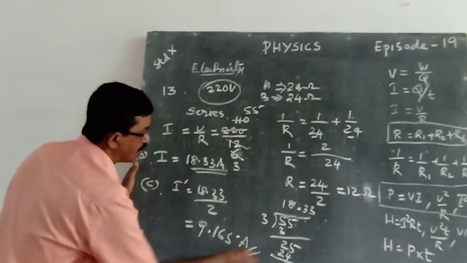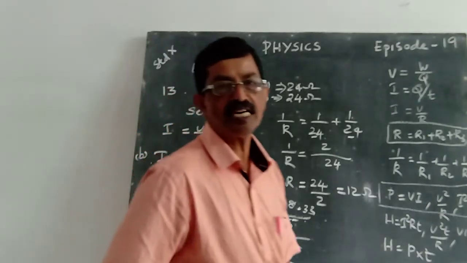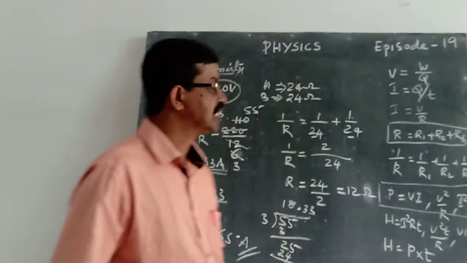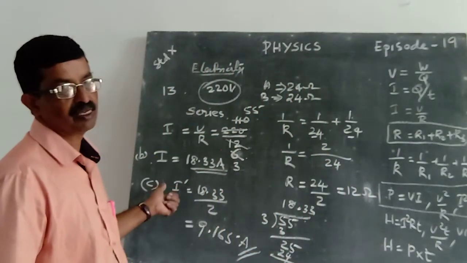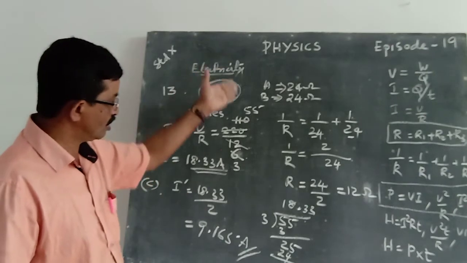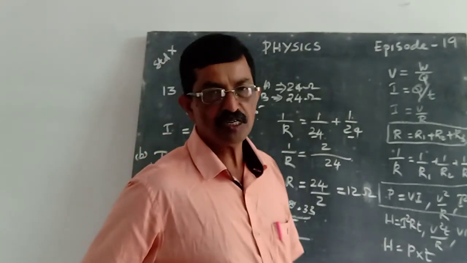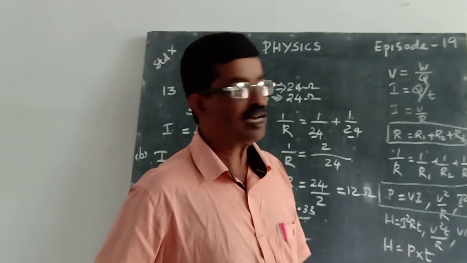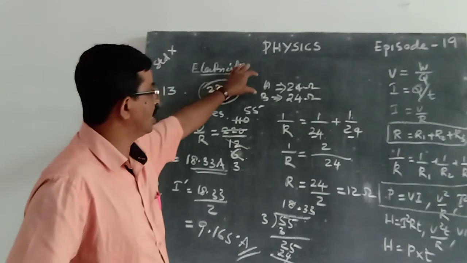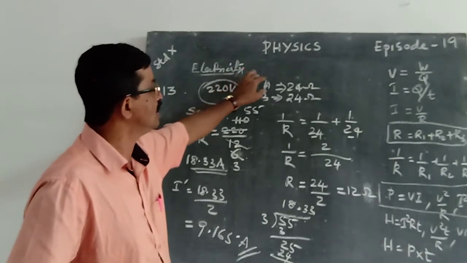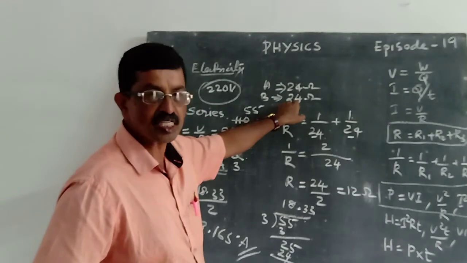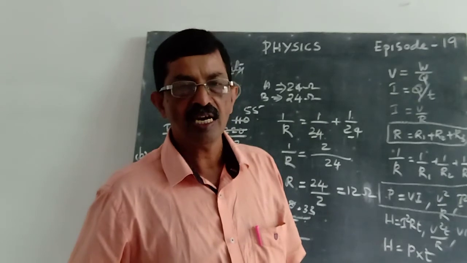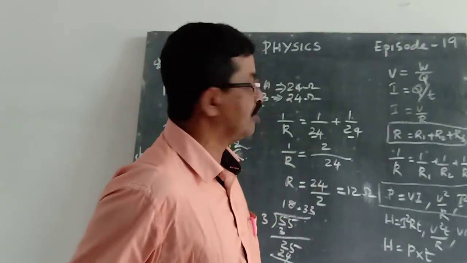9.165 ampere. This much is the current through each of the resistors of resistance 24 ohm. Now, the answer to this question, once again: what are the things given in this problem? Two resistors A and B of resistance 24 ohm each. At first we connected them in series and calculated the total resistance.